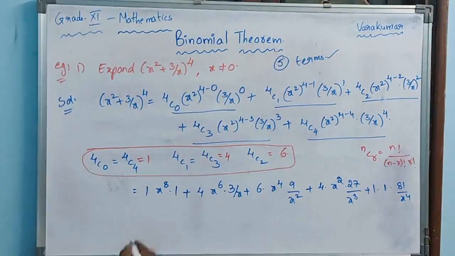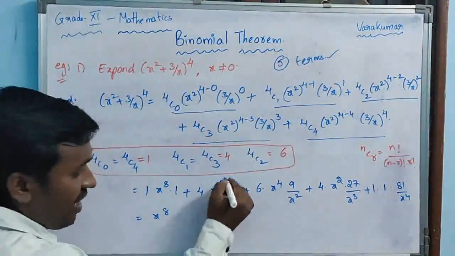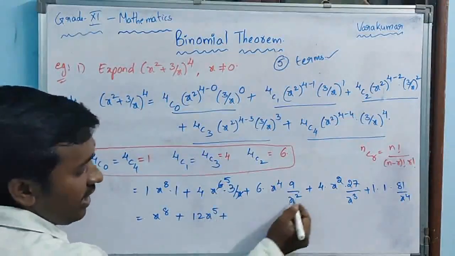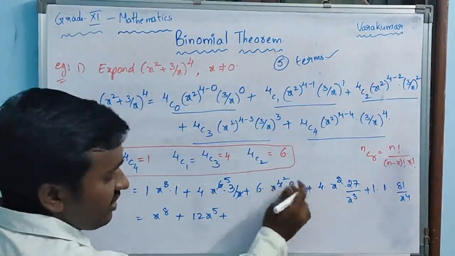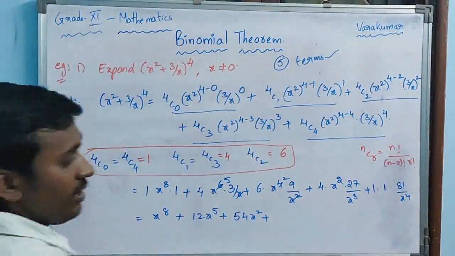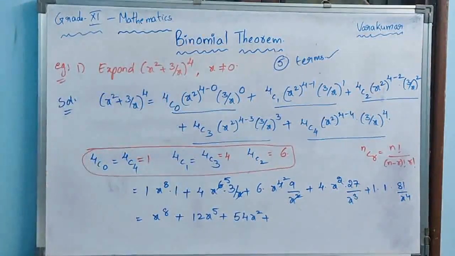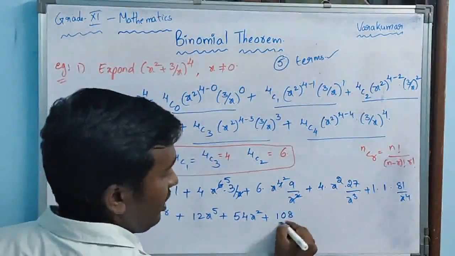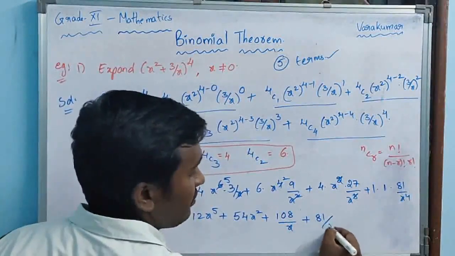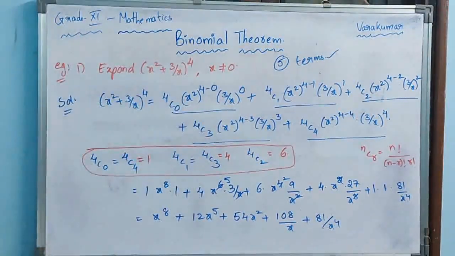So then what you can write is x power 8, and here whatever things can be cancelled, cancel it, fine. 4 3 is 12 x power 5, and here also cancel, so 6 9 is 54 x square, and here 4 into 27 is 108 by x, look, and here 81 by x power 4. So this is the expansion.